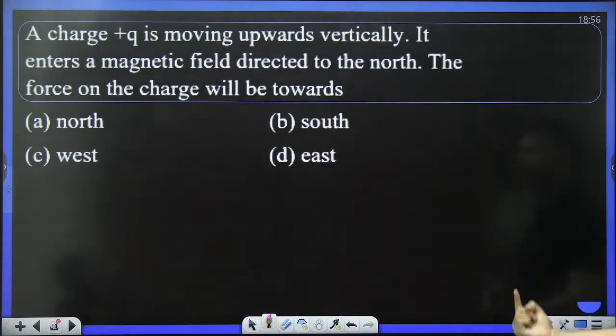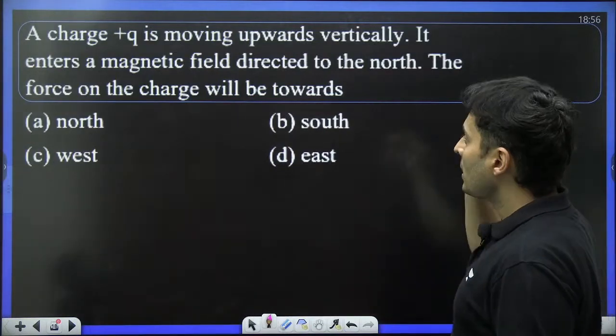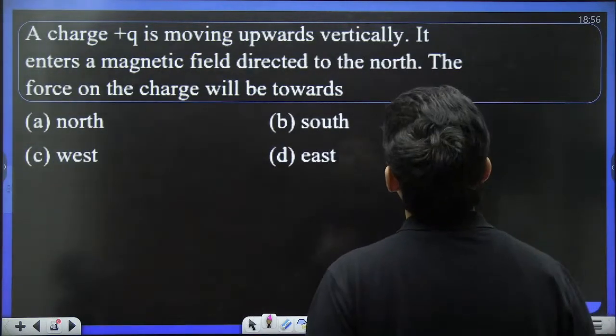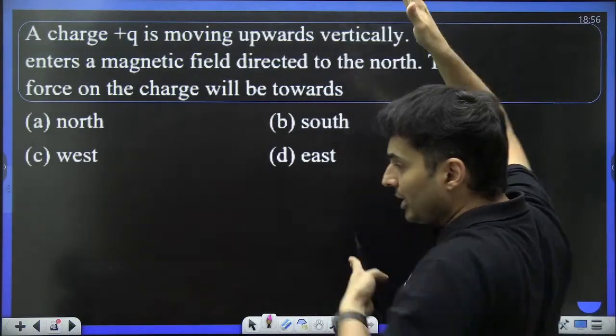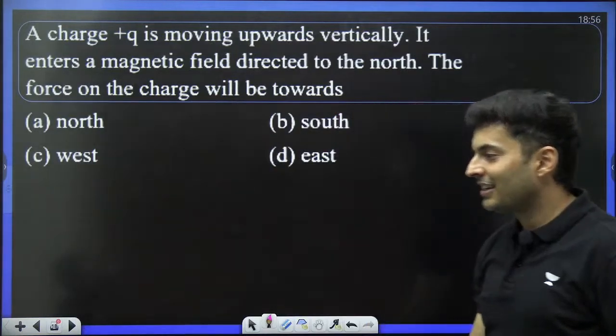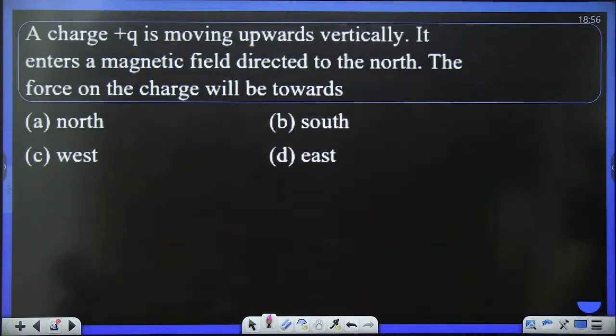The charge is going up, not north, up, vertically up. Magnetic field is towards the north. So visualize, the charge is going up, north is here. Where will the force be? Come on, everyone should answer. I want everybody to spam the chat box right away, right now.